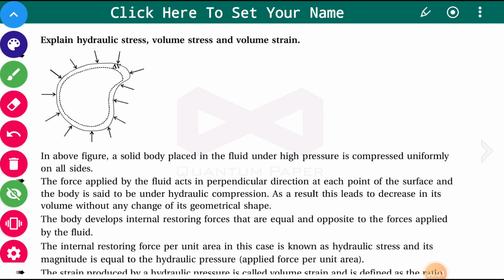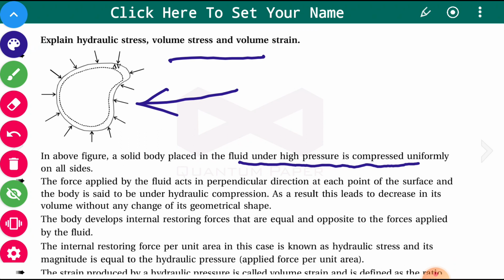The topic of discussion is hydraulic stress and volume strain. Now in this figure which is shown here, a solid body is placed in a fluid under high pressure and is compressed uniformly on all sides. So this is a solid body placed inside the fluid and it is compressed from all over.